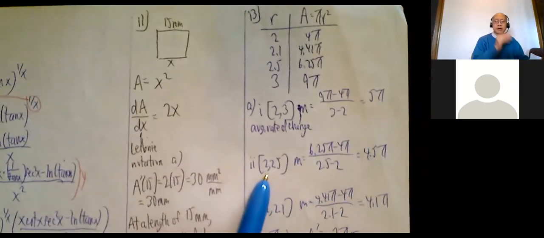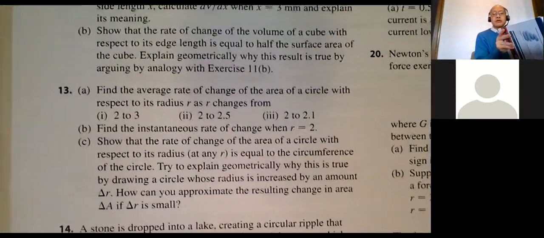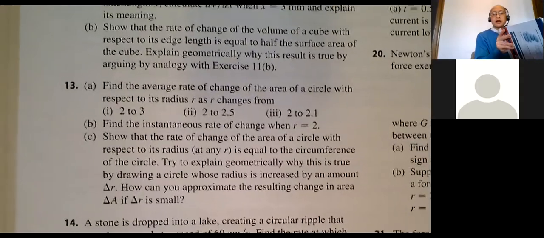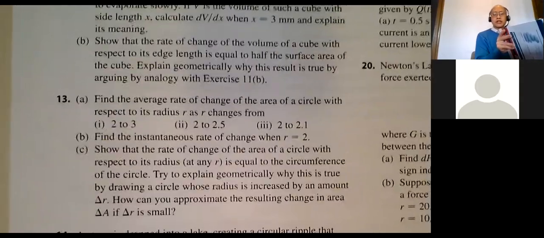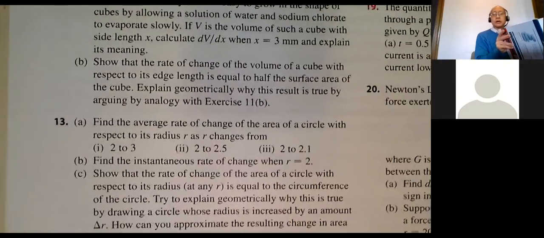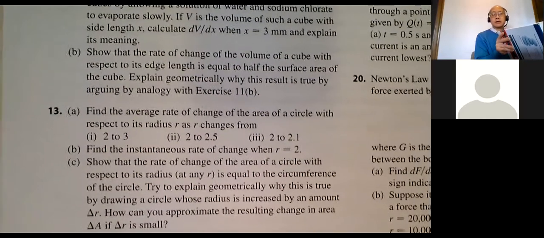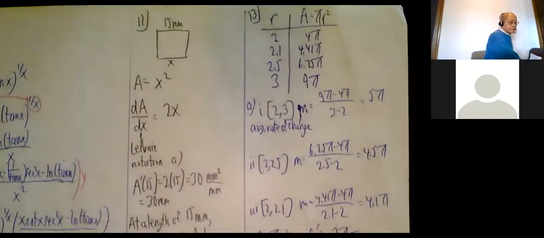Okay, then it said do the same thing, 2 to 2.5, 2 to 2.1, right? You're fixing 2. You're making that second point come closer and closer and closer to 2. And we're seeing what happens to the slopes of those secant lines. They're going to approximate the slope of the tangent line, as we have seen before.